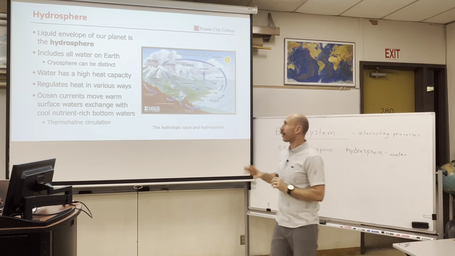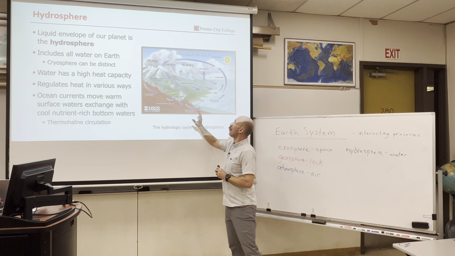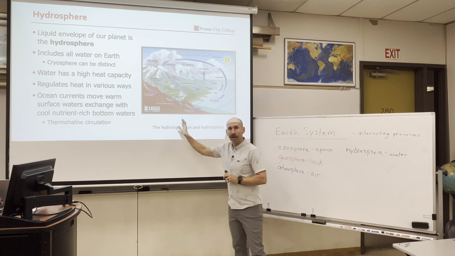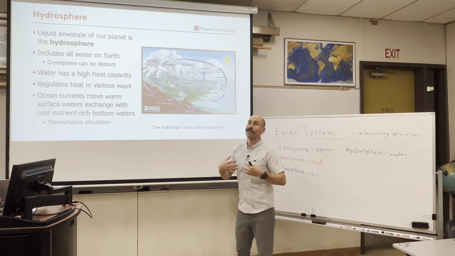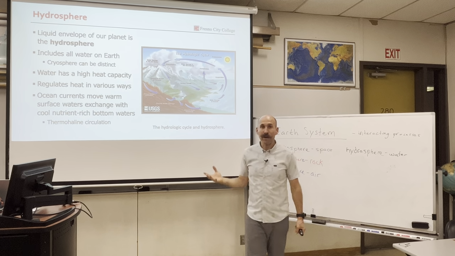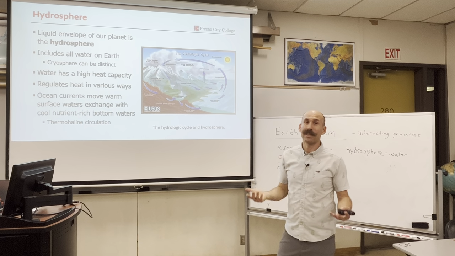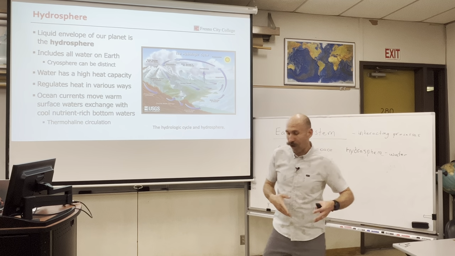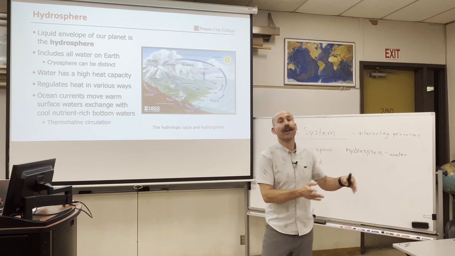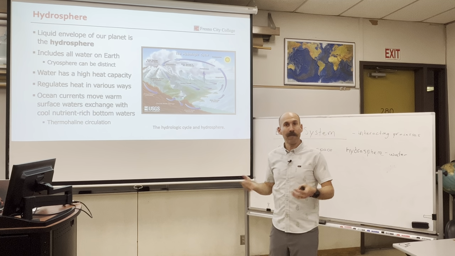Got a whole lecture on water, but I'll save it for here. Right now, I really just want to talk about the importance of water on our Earth. Water makes life possible. There we go again. Water can regulate heat because it has a high heat capacity. The oceans cover 71% of Earth and are really important for transporting the unequal distribution of heat around the globe.